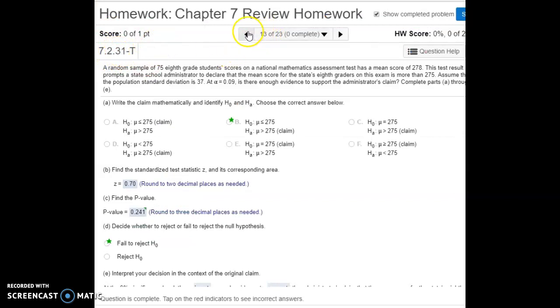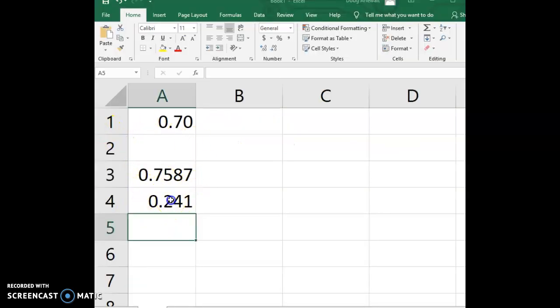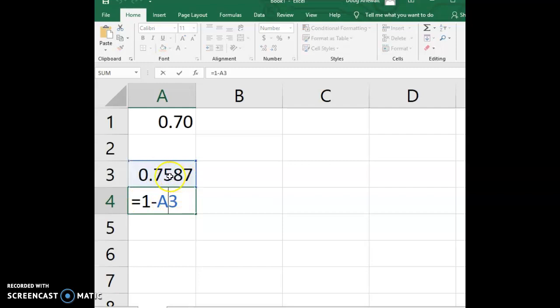In this particular example here, a state school administrator is declaring that the mean is more than a certain value. So that claim is going to be our alternative hypothesis, the more than, and the complement of that, less than or equal to, would be our null hypothesis. And since we are doing a more than, a right-hand tail test, what we just looked at here in Excel, we need to do the 1 minus the left-hand tail probability to get the p-value of being more than a certain critical value.